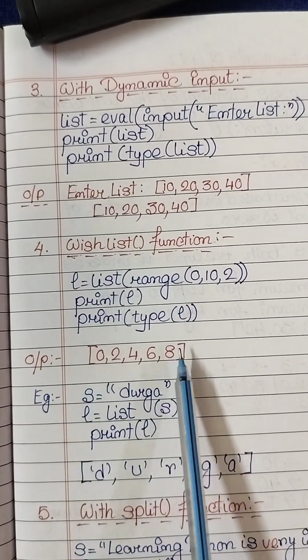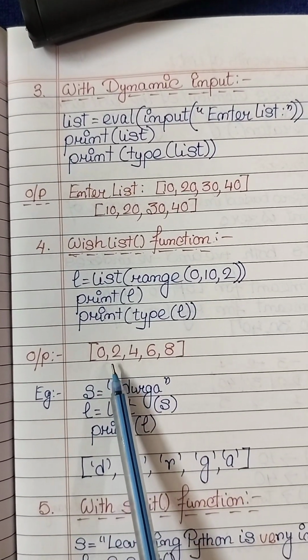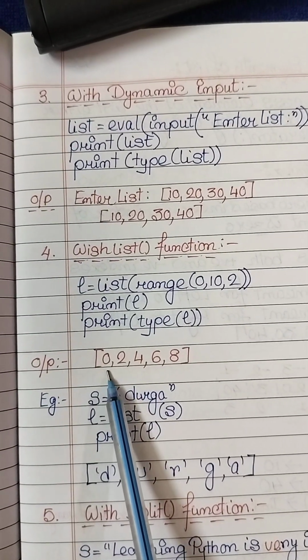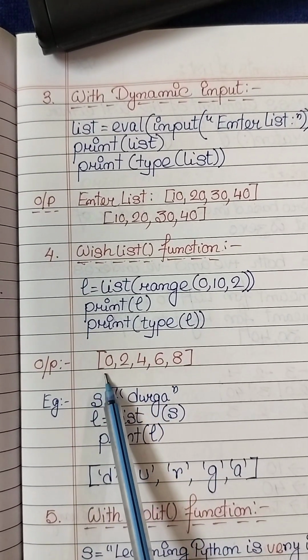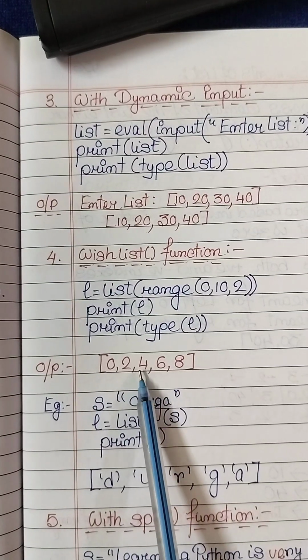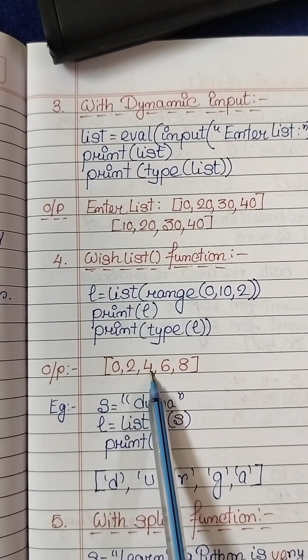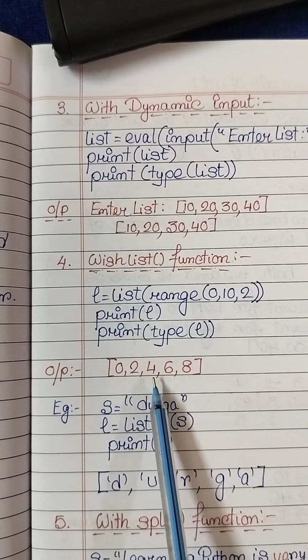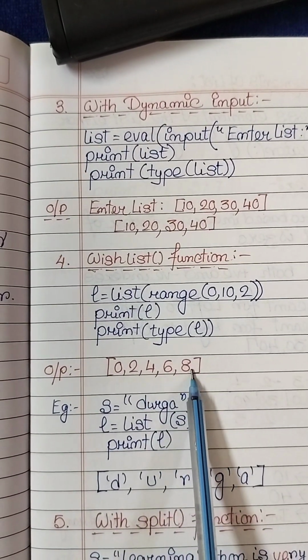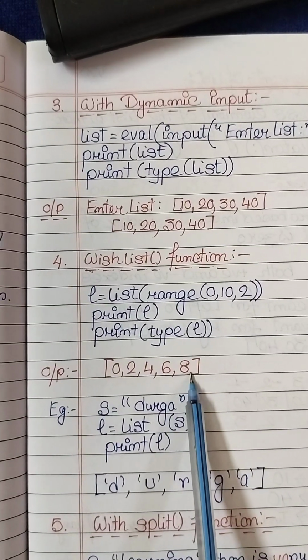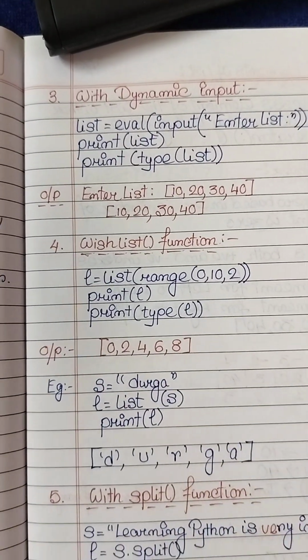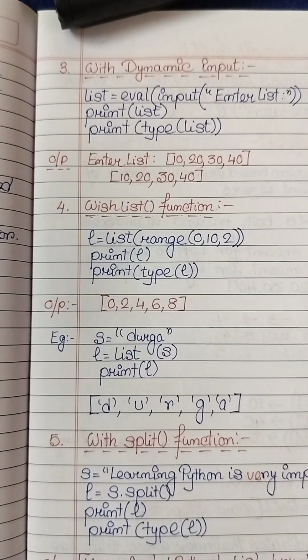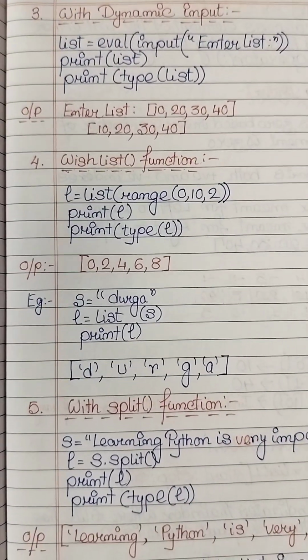See the square brackets; inside them the objects start from 0 and then 2. The step between them is 2. Then 2 and 4, the step difference is 2. 4 and 6, the step difference is 2. 6 and 8, the step difference is 2. But after that it will not print again.